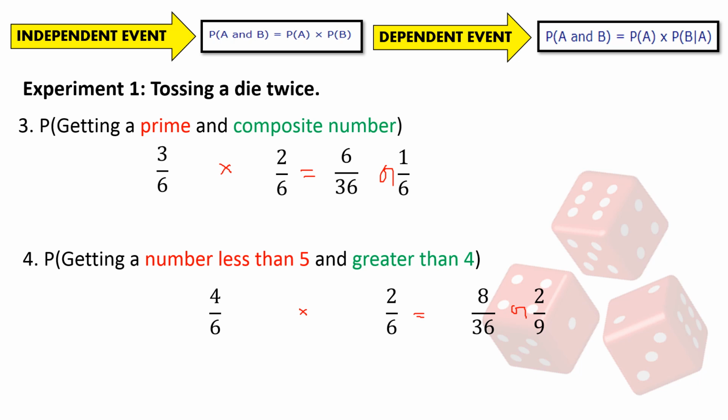All the first three probabilities that we solved are under independent events again, because we categorize the experiment as an independent event. Doing the experiment multiple times won't affect the possible sample space of the next event. Let's have another experiment.